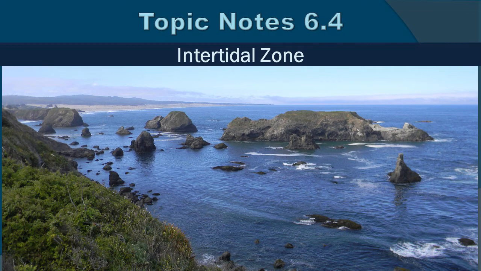Topic note 6.4, the intertidal zone. And this is a picture of a very different coastline with a very different intertidal zone than we have here in Florida. This is from Northern California, and they do have an active coastal margin here, and they have a lot of rocky shores. So let's get into it.